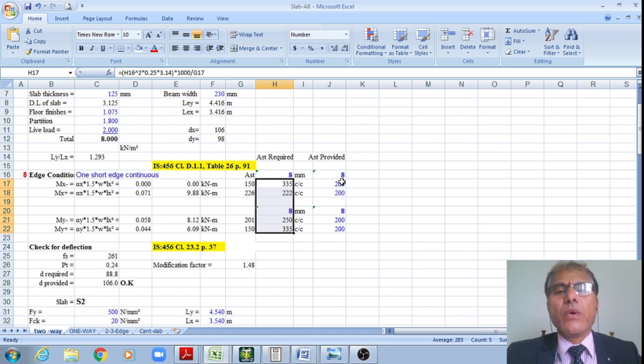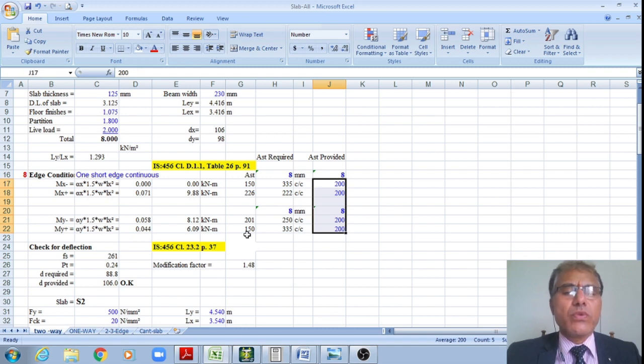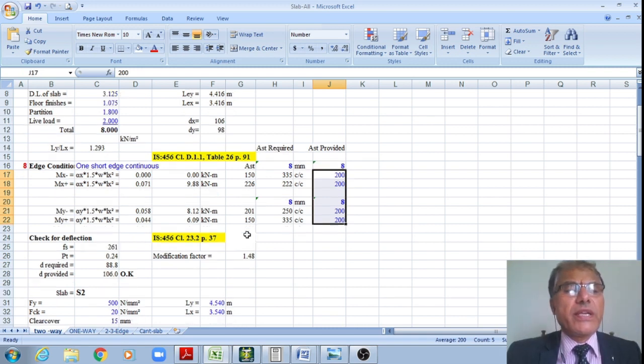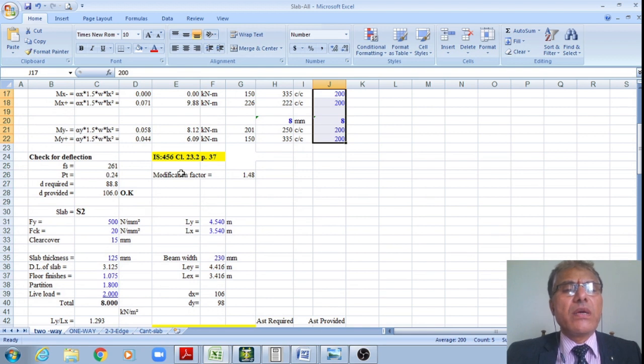Therefore once I get that, now either you can provide 8 mm dia 200 center to center through and through in both the directions, right? Now once I do that, now let me do the check for the deflection also, right?